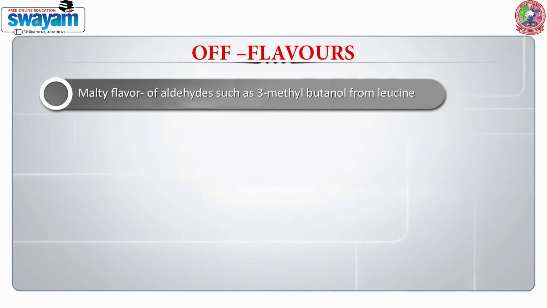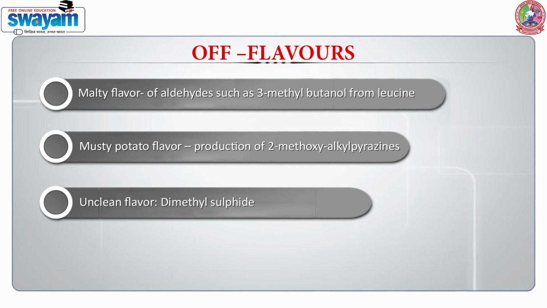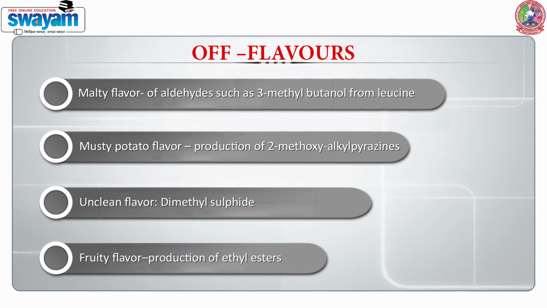When we talk about milk spoilage, there are various types of off flavors also associated with the milk. They can be the malty flavor, the potato flavor, the unclean flavor, and also the fruity flavor which is very sweet, and it is due to the production of ethyl esters.